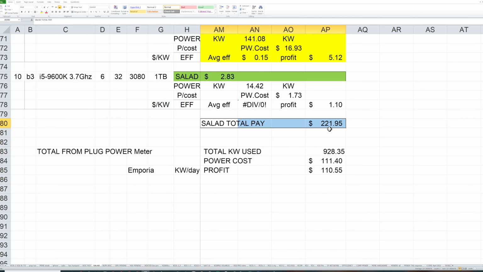So 221.95, right? So we have a total kilowatt use of 928 kilowatts and the power cost $111. So total profit is $110. Not a huge amount, but it's still profitable on Salad. So we'll see how the latest updates and my NVIDIA driver updates will increase these numbers or not for the next 30 days.